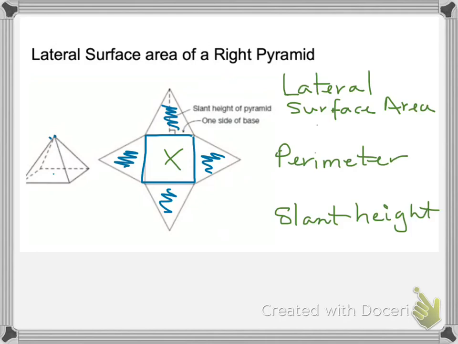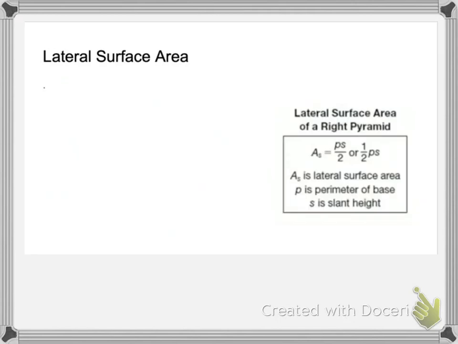Okay, when we're looking at this new formula, I want to show you something. When we see lateral surface area, from now on, you're going to see A sub S. That stands for lateral surface area. Okay, perimeter is going to be a lowercase p. Okay, and your slant height is just going to be an S. Those are the things that we're going to be working with. So we're going to say that A sub S, or lateral surface area, equals something. Okay, so here's the formula. Easy way. Lateral surface area. A sub S is equal to the perimeter of the base times the slant height divided by 2.